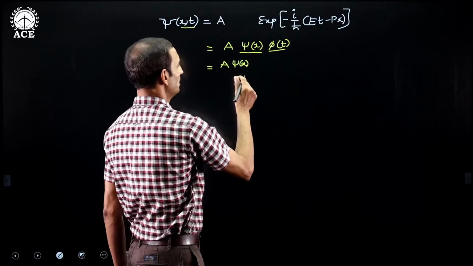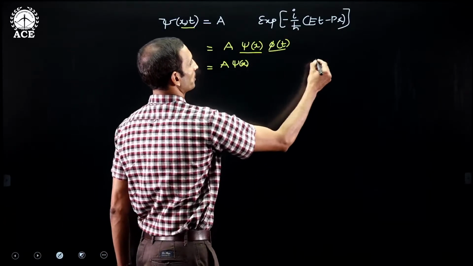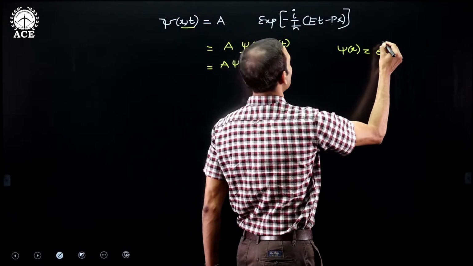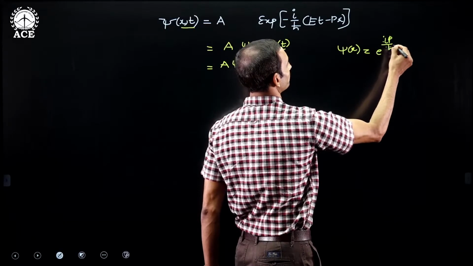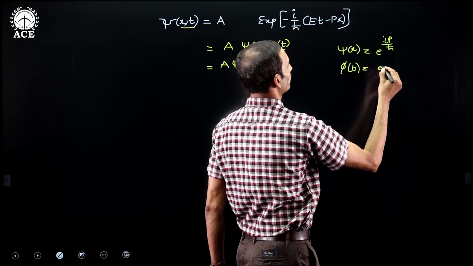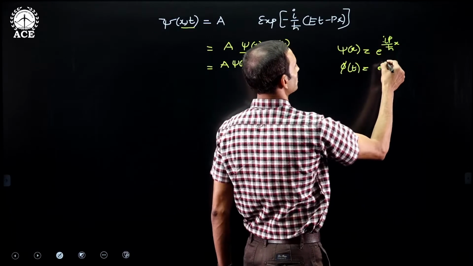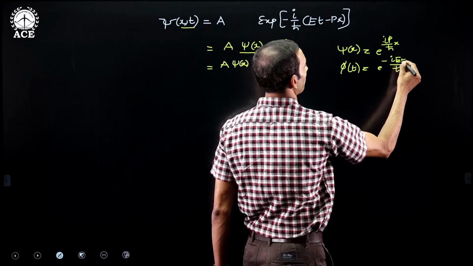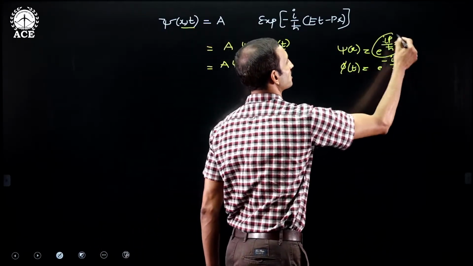Phi of t is nothing but, see how do we write it? So psi of x is equal to exponential of ipx by h cross, whereas phi of t is nothing but exponential of minus iEt by h cross. So I'm going to keep this psi of x as psi of x itself. I'm not going to write it like this.